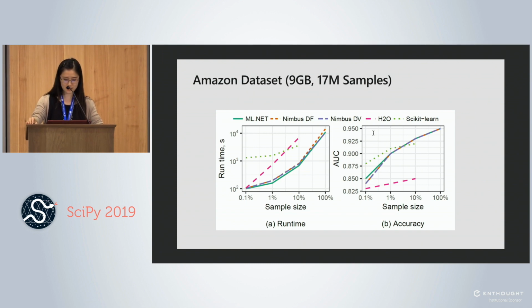So you can see that for H2O and Scikit-learn, they all run into out of memory errors if we are training with the full data set of Amazon, with 100% of the data set. The x-axis is how much data I'm using: 0.1% of the full data set, 1%. You can see both H2O and Scikit-learn don't have a value there. That means they are out of memory. But still, Nimbus ML and ML.NET can achieve very good accuracy as well as very fast runtime. And the y-axis for the runtime is actually log scaled. So if you see they are slightly away from each other, it's actually 10 times faster.